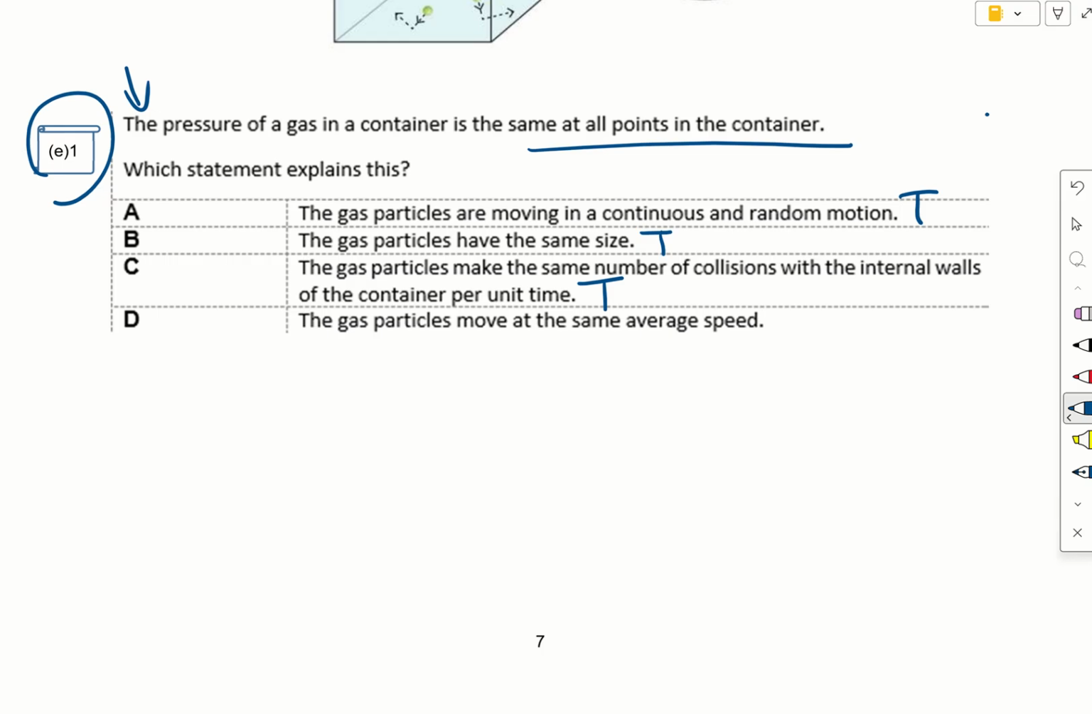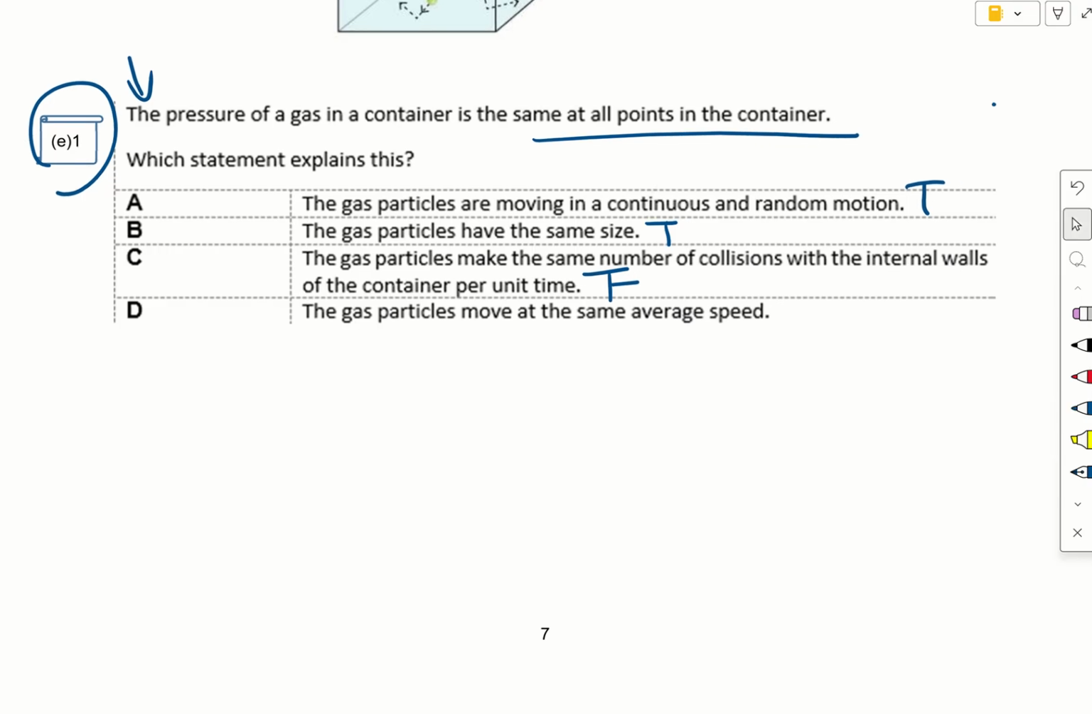Make the same number? Oh no, this may not be so true. Okay, they make the same number of collisions with the internal walls. Okay, they will not make the same number because they are moving randomly. They are moving in random directions and with different amounts of KE, different amounts of speed. Okay, so this is a better answer.